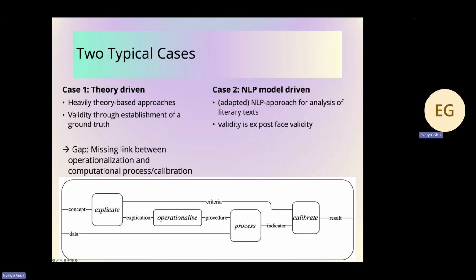The second case is the more NLP, so the more natural language processing model-driven case. And there we have NLP approaches for analysis of literary texts. They sometimes are also adapted, so that's fine. But here, validity, again, conceptual validity, is something that's a post-phase validity. So people look at things that they did and say, does it make sense or does it not make sense? That's not bad, but that's not really good either, right?